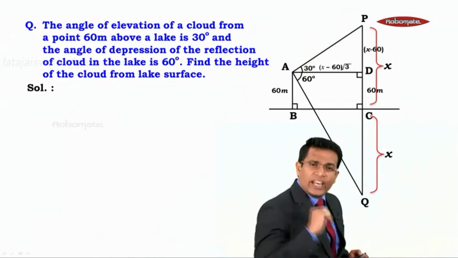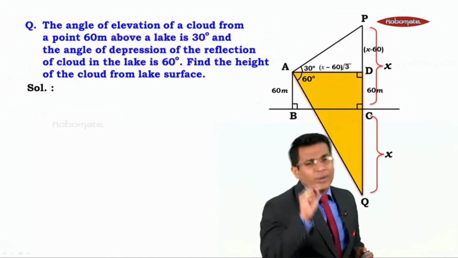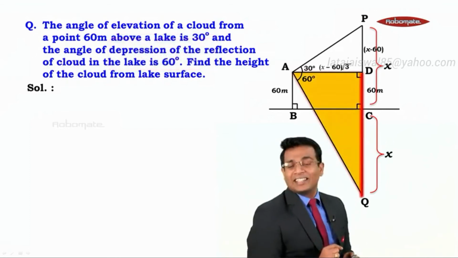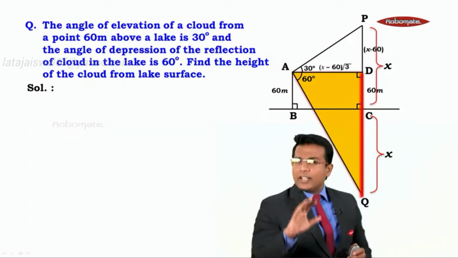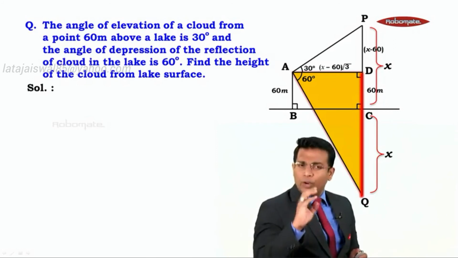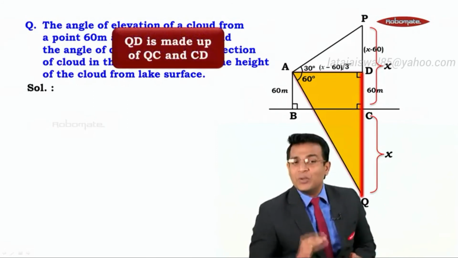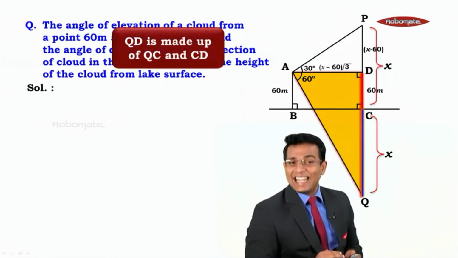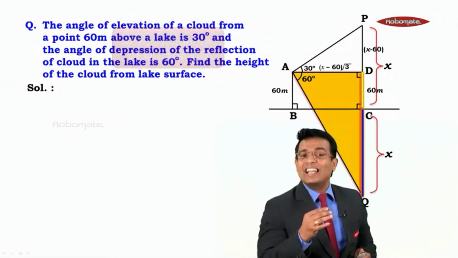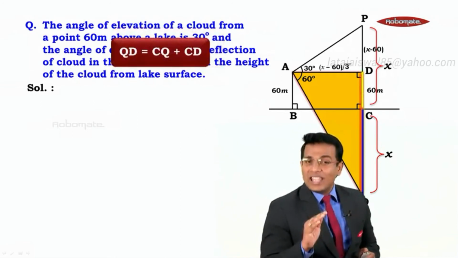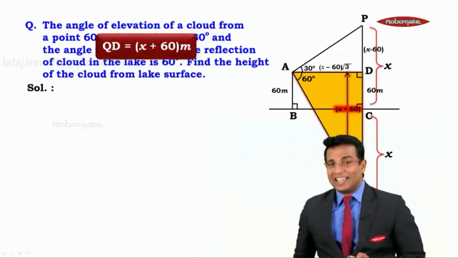Now we are going to get into the next right angle triangle. What is the next right angle triangle? It is AQD. In that, do we have an acute angle? Yes, that acute angle is there, and that acute angle is 60 degrees. But in this right angle triangle, you would require the length of QD. What is QD? QD is made up of QC and CD. QC is x and CD is 60. That means QD is x plus 60 because we would require it now.